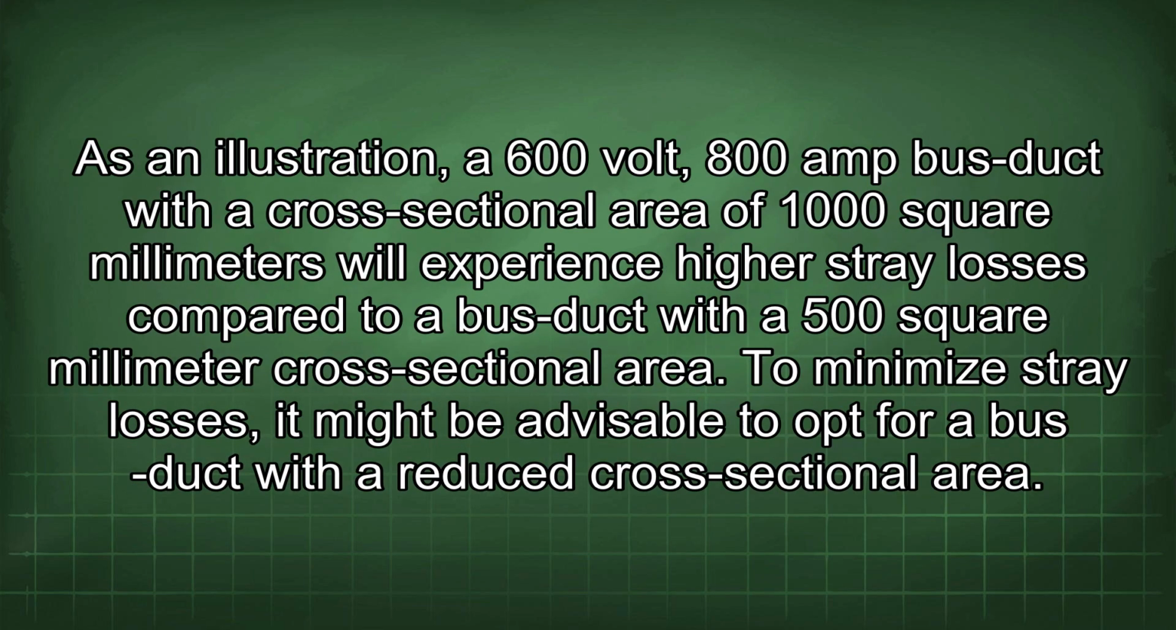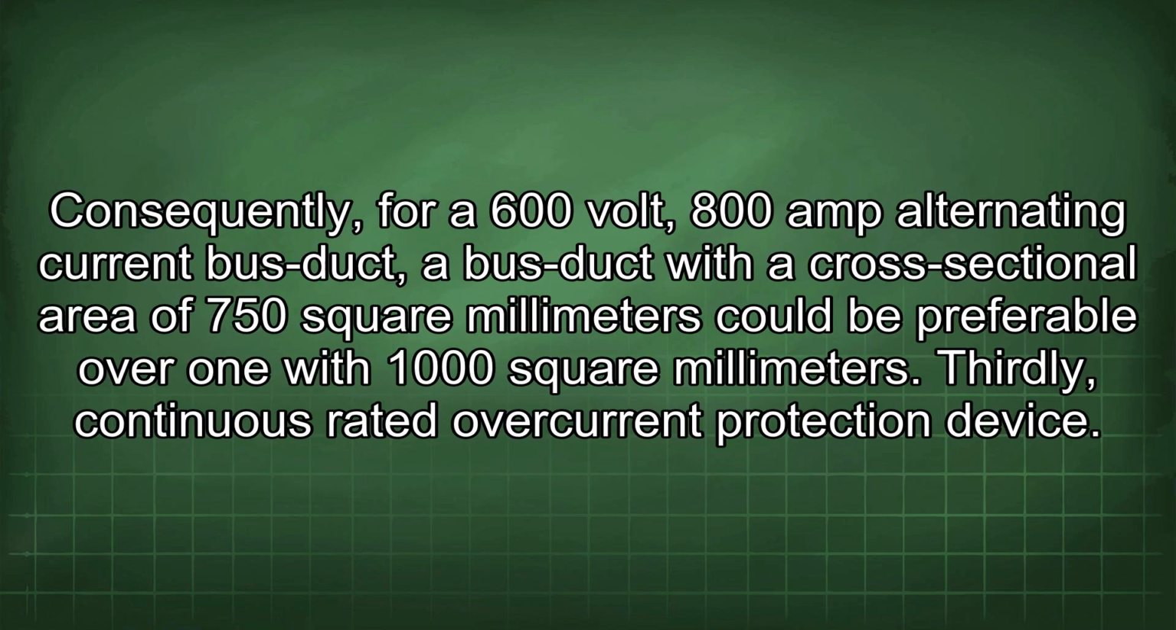As an illustration, a 600-volt, 800-amp bus duct with a cross-sectional area of 1000 square millimeters will experience higher stray losses compared to a bus duct with a 500 square millimeter cross-sectional area. To minimize stray losses, it might be advisable to opt for a bus duct with a reduced cross-sectional area. Consequently, for a 600-volt, 800-amp alternating current bus duct, a bus duct with a cross-sectional area of 750 square millimeters could be preferable over one with 1000 square millimeters.